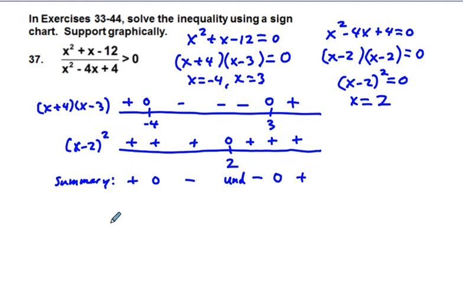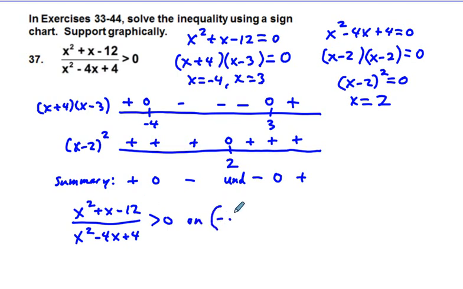So what we're looking for, our summary statement, is going to be this one right here: x squared plus x minus 12 over x squared minus 4x plus 4 is greater than 0 on the interval of negative infinity all the way up to -4, and also union 3 to infinity.